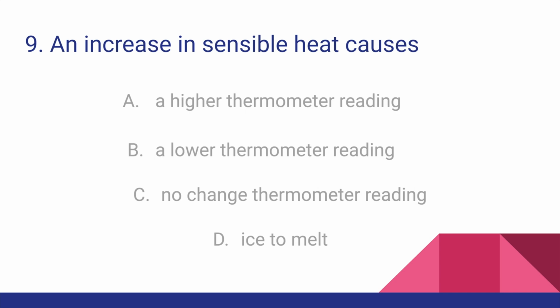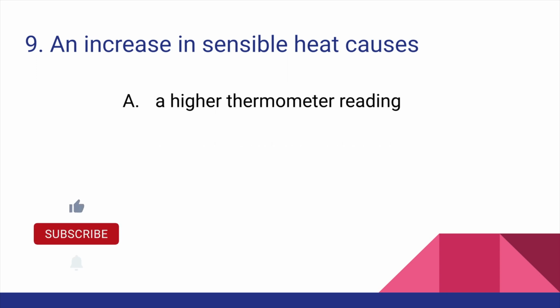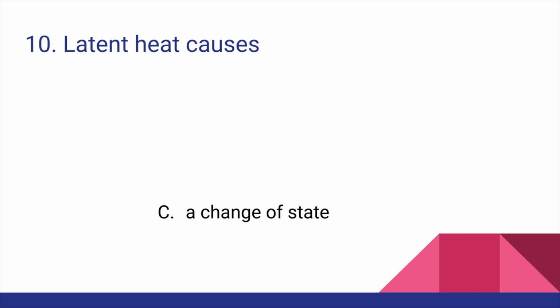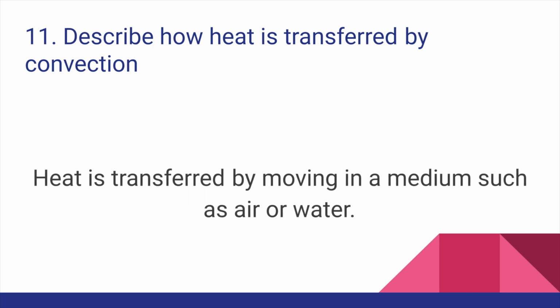Number 9, an increase in sensible heat causes what? A higher thermometer reading. Latent heat causes what? A change of state. Describe how heat is transferred by convection. Heat is transferred by moving in a medium such as air or water.